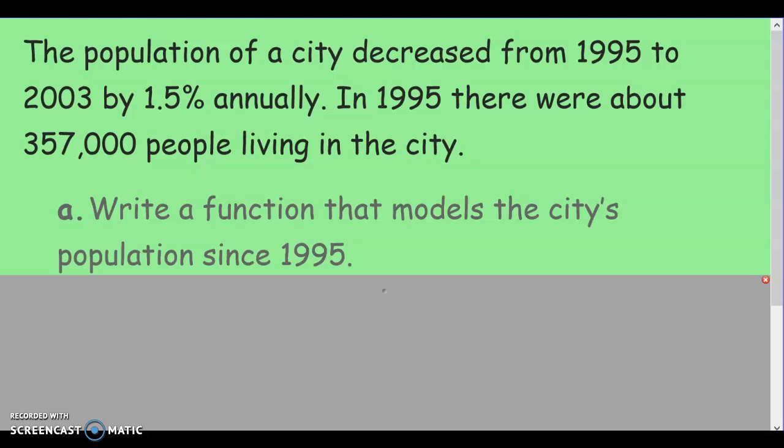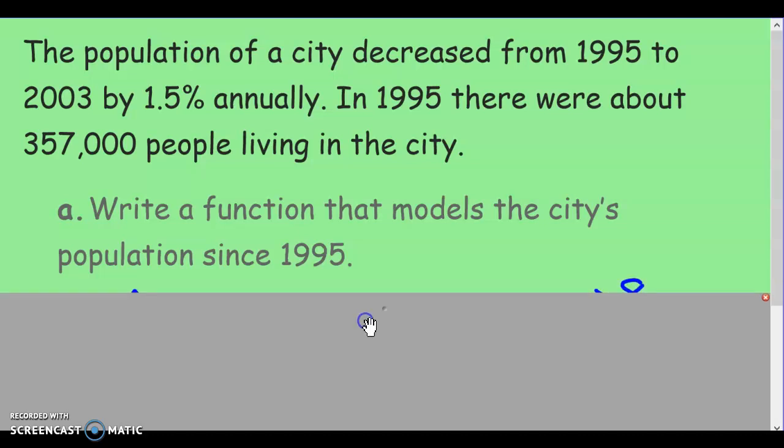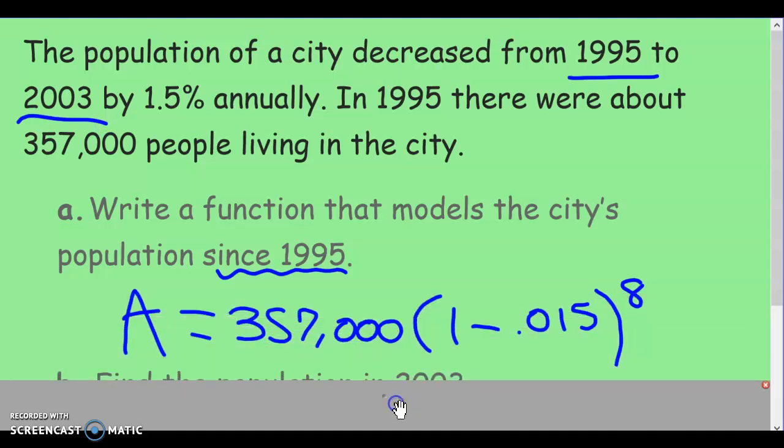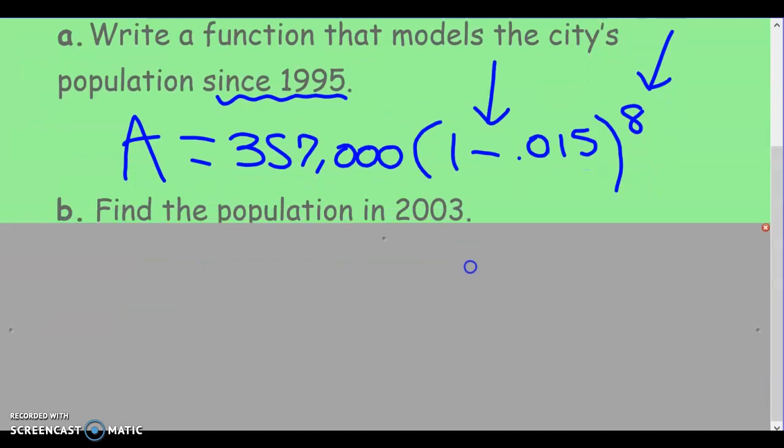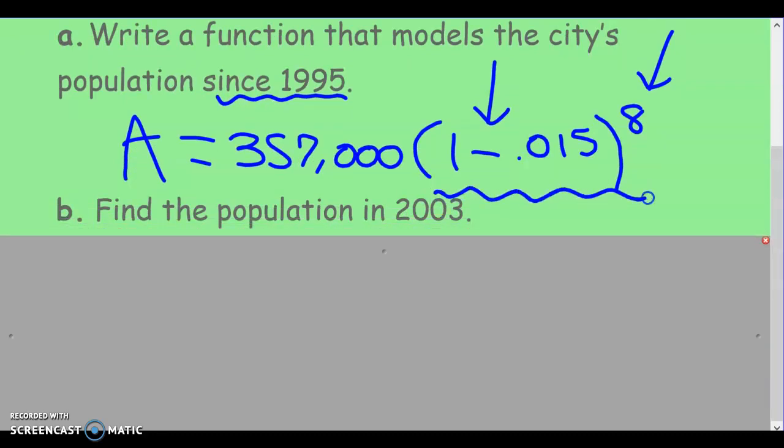So if I'm going to write my equation, I need to go since the year of 1995. Okay, so that's really important. So if we're going from 1995 to 2003, I need to talk about how many years that is. So I've got my initial amount, and I do my minus sign, but remember, this is my 8 here, and then remember, this is a subtraction sign. And so I work that out. Find the population. We're going to solve this part first.